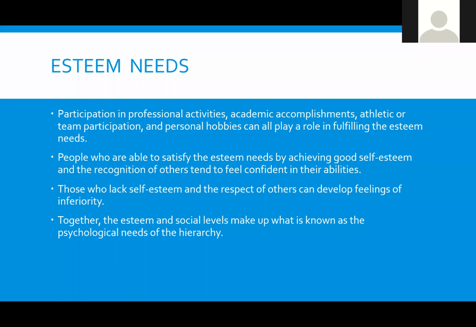And so, to meet your esteem needs, please develop yourself professionally. Pursue your academic dreams. Join some athletic team participation. Do some personal hobbies and all those things. They're saying that people who are able to satisfy their esteem needs by achieving good self-esteem and the recognition they need tend to feel confident in their abilities. So if you achieve these, you tend to be confident in your own abilities.